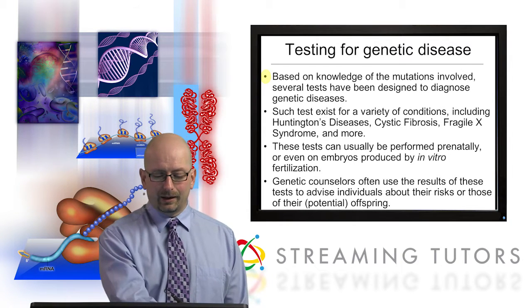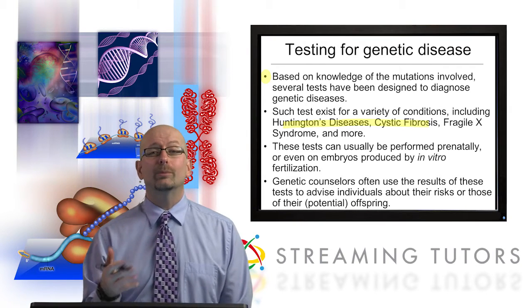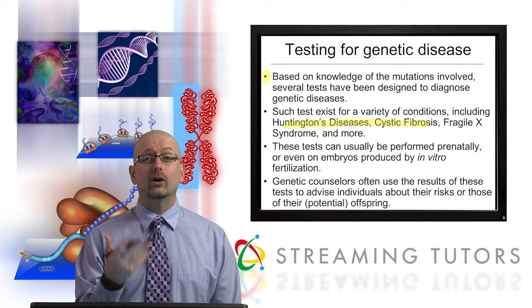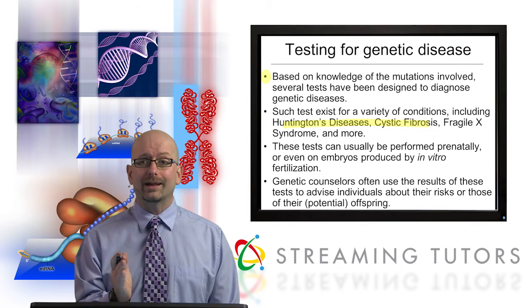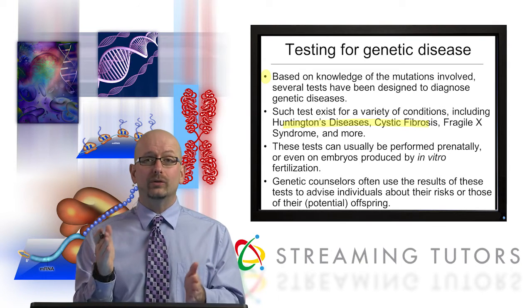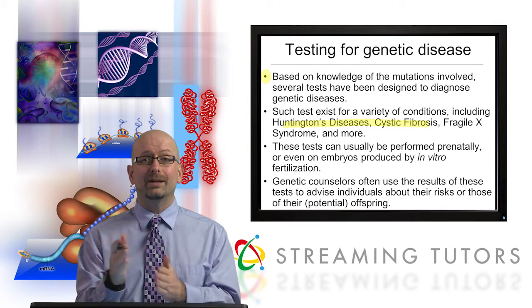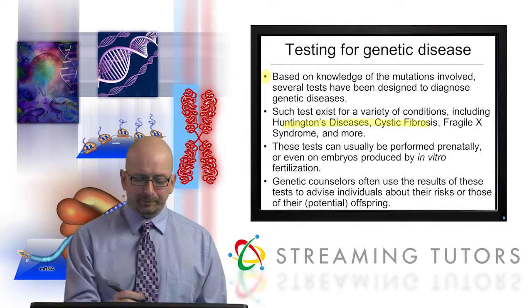So Huntington's and cystic fibrosis we mentioned. Fragile X syndrome is a problem with the X chromosome that causes mental retardation to varying different levels. It involves also repeated units that cause the chromosome to become different size. We can tell that, and many more.